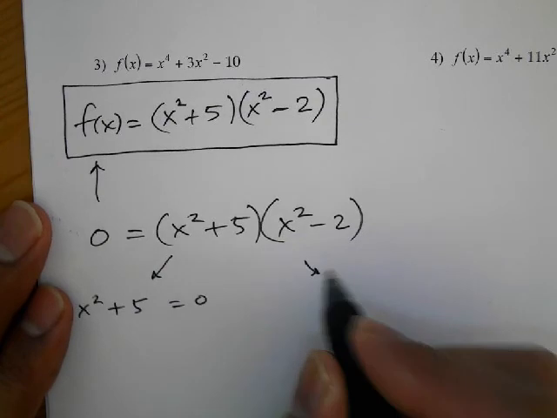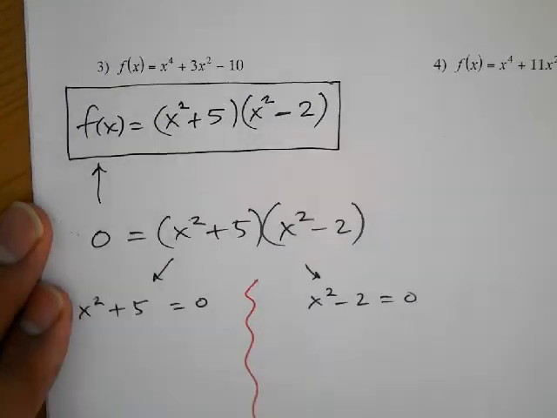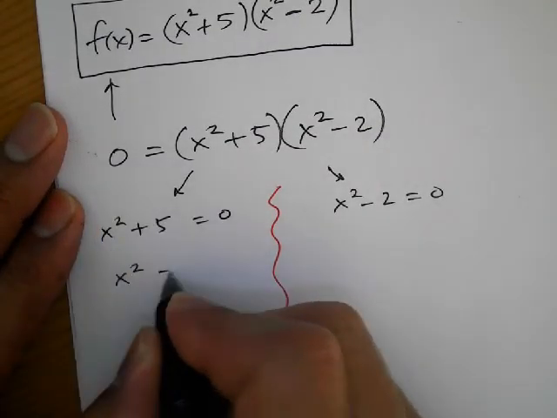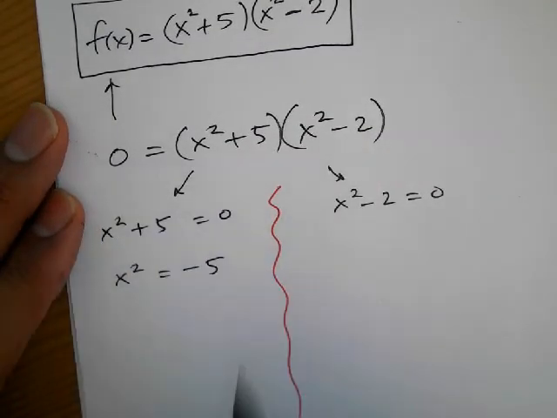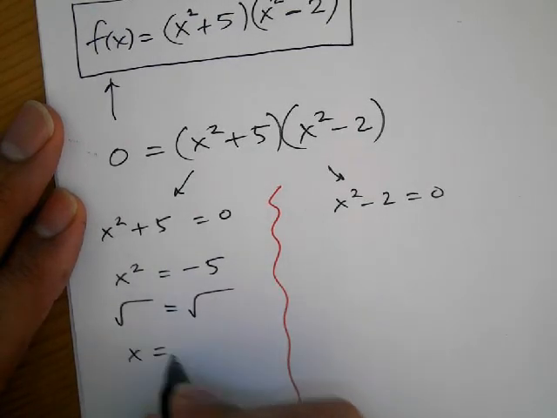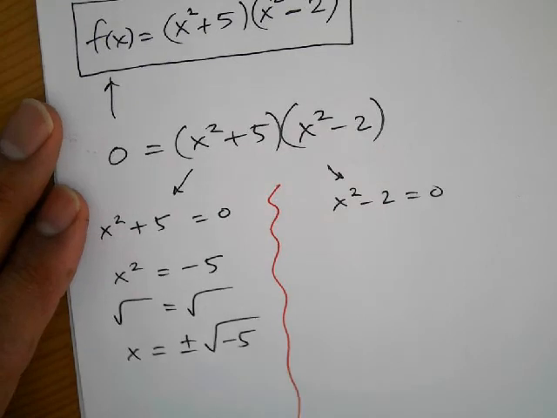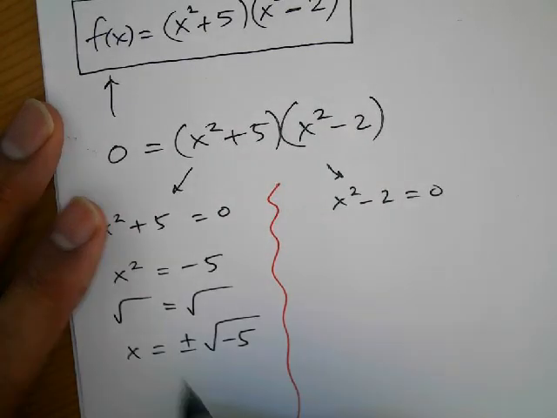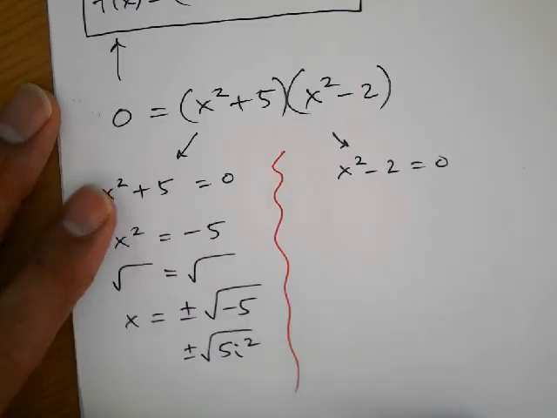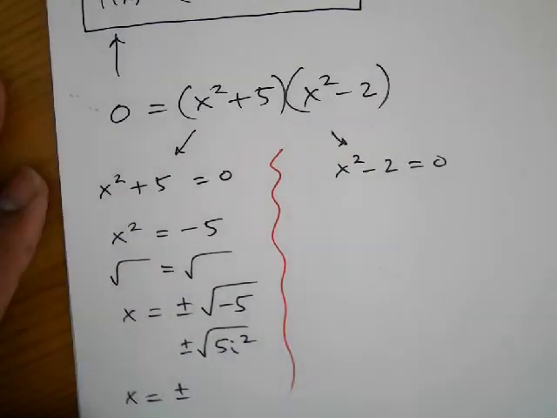Okay, so let's do this one first. x squared plus 5 equals 0. We just did one like that. And x squared minus 2 equals 0. That's going to be x squared equals negative 5 when you throw it to that side. Take the square root of both sides. It's going to be x equals plus minus the square root of a negative 5. That's going to be plus minus the square root of 5i squared.